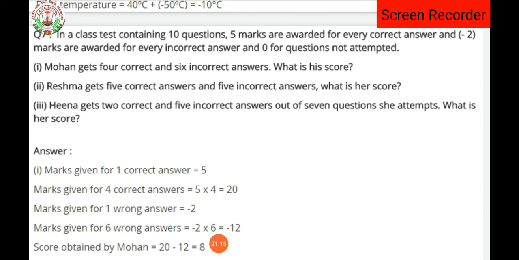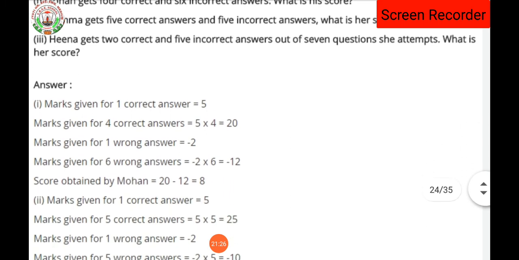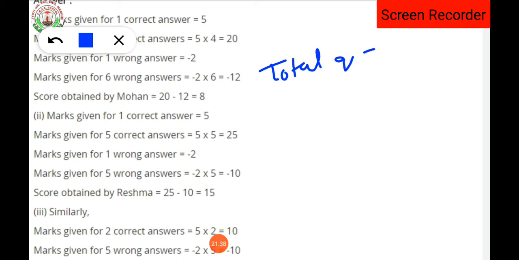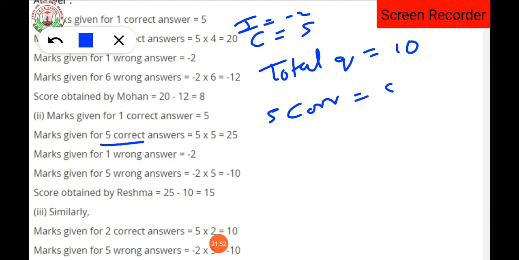Now in the same way, in the second part of question number 7, it is said that Reshma gets 5 correct answers and 5 incorrect answers. What is her score? So how many correct answers for Reshma? That is 5 correct answers. And how many incorrect answers? That is 5 incorrect answers. Okay, total questions are 10. For every correct she will get 5 marks, and for every incorrect -2 marks will be deducted. Correct questions are 5, so 5 into 5 will be 25 marks.